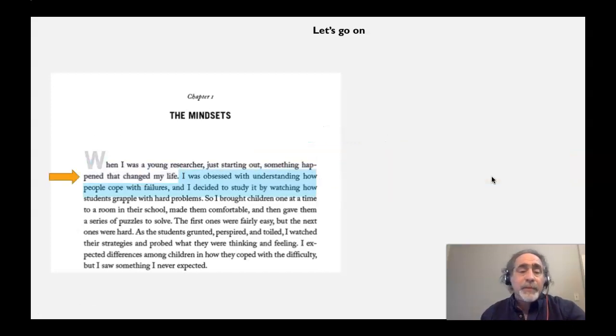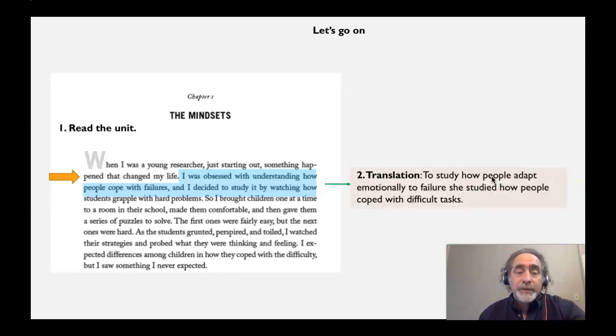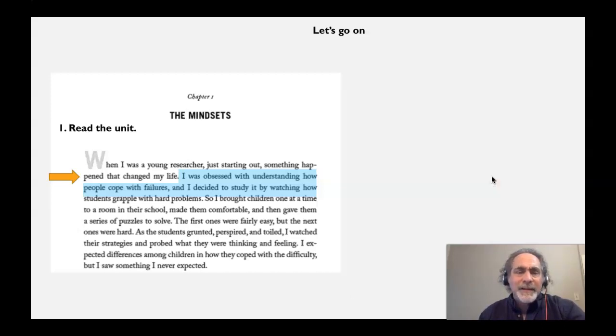Let's move on. I was obsessed with understanding how people cope with failures, and I decided to study it by watching how students grapple with hard problems. Read the unit, translate. Now, translate that sentence. Especially, can you translate it without looking at it? If you can understand it, it's a little bit harder.